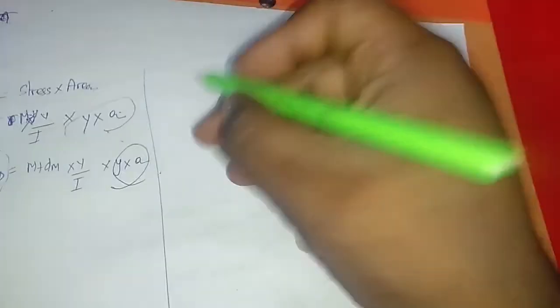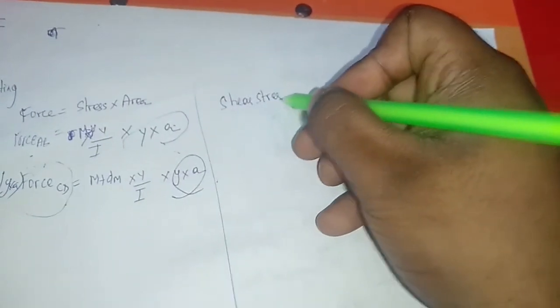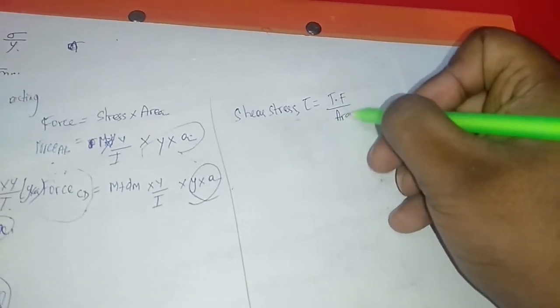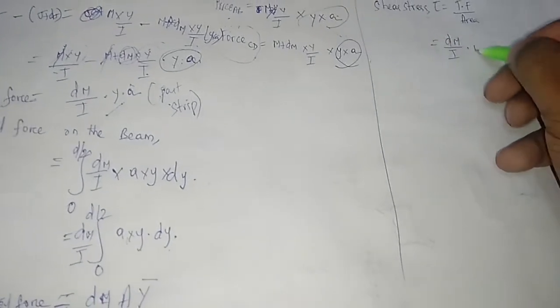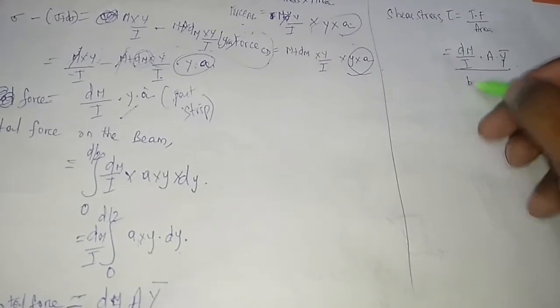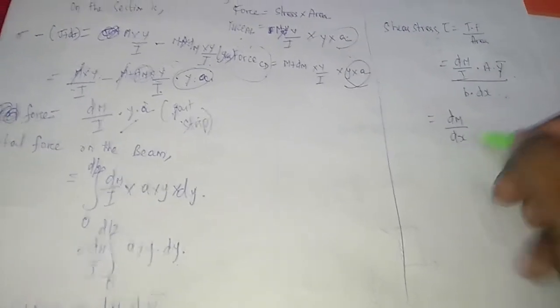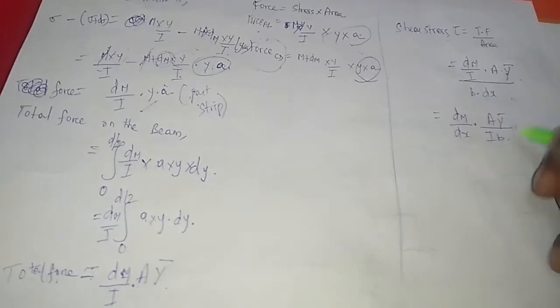So now substitute, I will derive here. So shear stress tau is equal to total force by area. What is your total force? That is dm by I into A into y bar divided by b into dx. That will become dm by dx into A into y bar by I b.